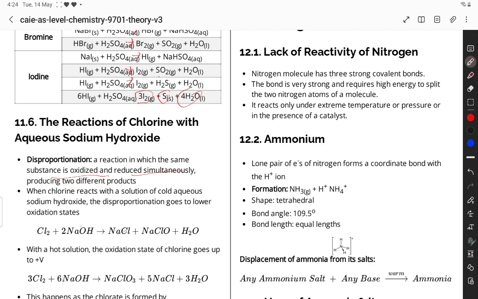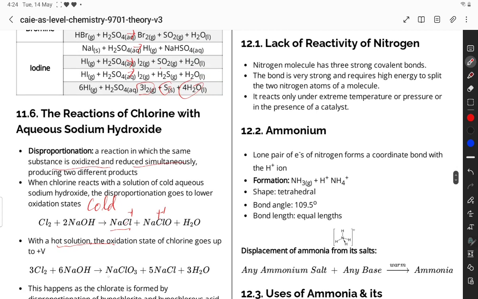Chlorine plus sodium hydroxide, this is with cold, to form NaCl, where chlorine is minus 1, and over here plus 1. So, chlorine is both oxidized and reduced in the reaction. That is why this reaction is known as a disproportionation reaction. When a hot solution of sodium hydroxide is used, chlorine is oxidized to form NaClO3 plus sodium chloride plus water. In this case, the oxidation state is 5 and over here minus 1.